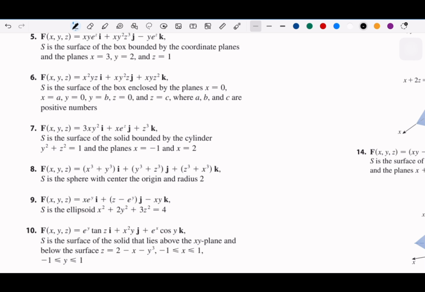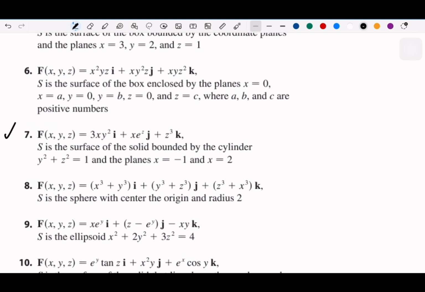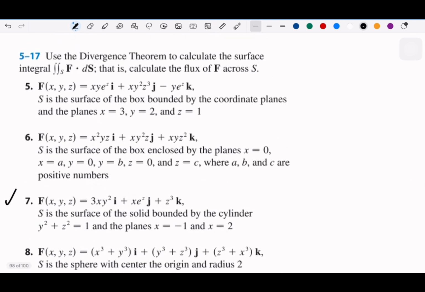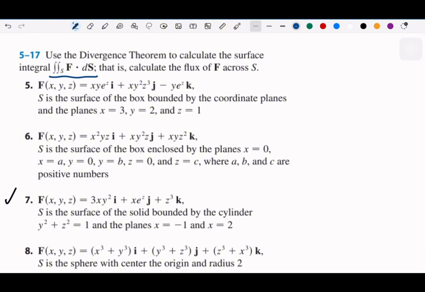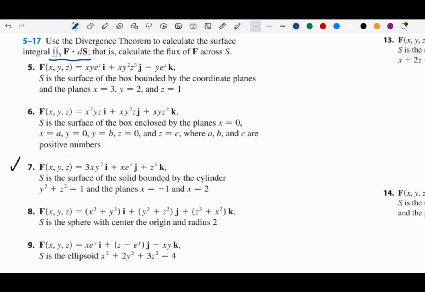So you could see the y squared plus z squared, so we start with number 7. We have a circle, right? Since we have the F and we need to calculate this flux, this is the question. So we need to take this into the divergence theorem: the divergence of F and then dV. So we need to find dV and set the endpoints for the volume, right? So we start from the divergence.